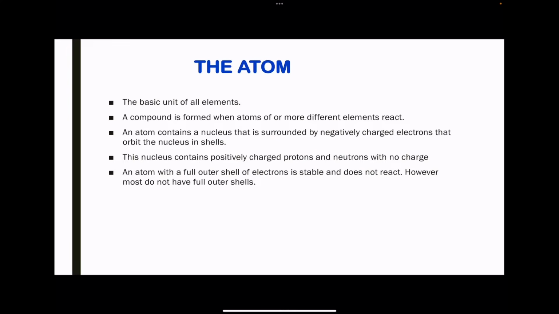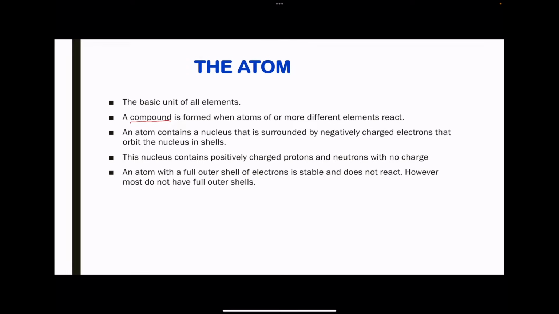So here we're going to begin by looking at the atom. Of course, an atom is the basic unit of all elements, and we know if two or more different atoms react together, a compound is going to be formed. You can see this is a compound. When two or more atoms that are different react together, we get a compound.